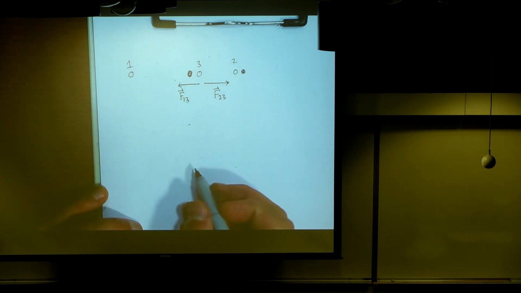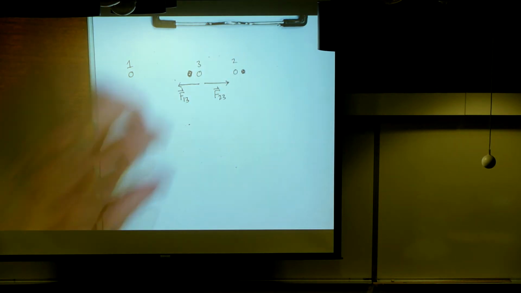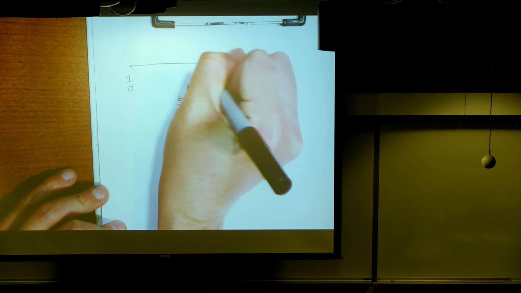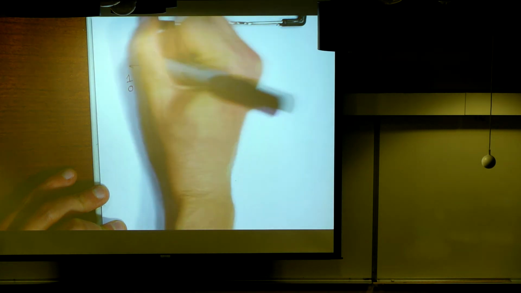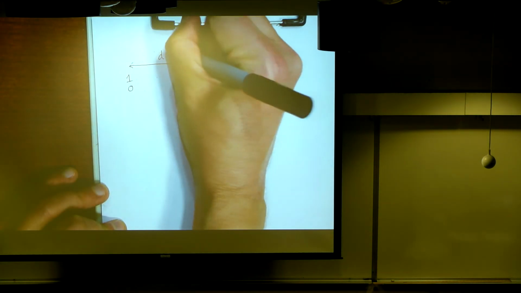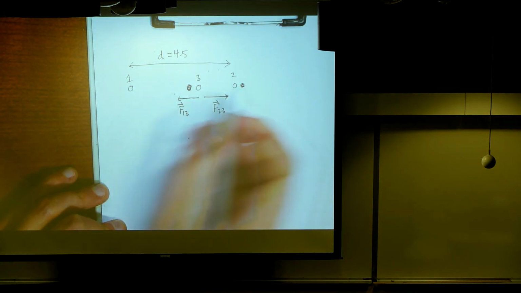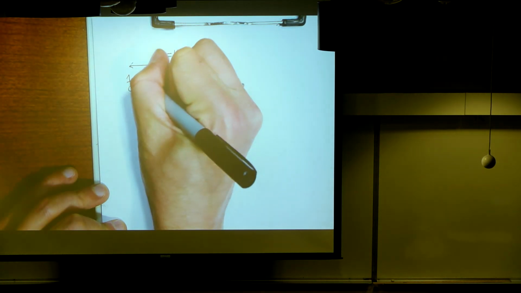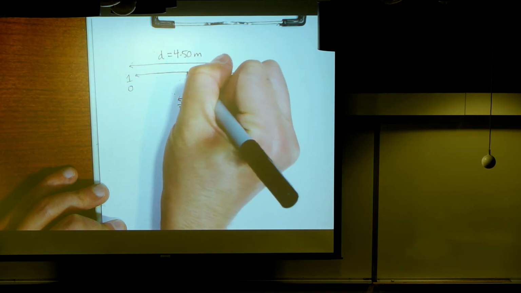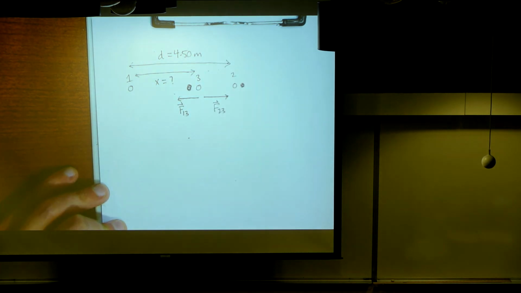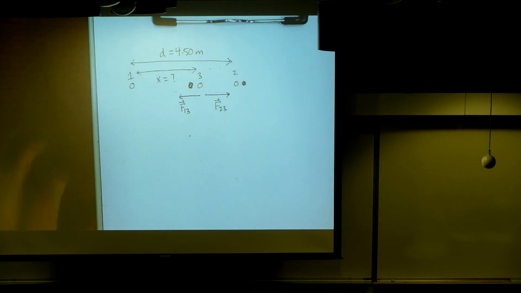Okay. So we have some distances on the diagram. I'm going to label them. This distance right here is what we're calling D. And we're given that distance between 1 and 2. That's 4.5 meters. This distance between 1 and 3, we don't know that. And we're going to call that x to be solved for.